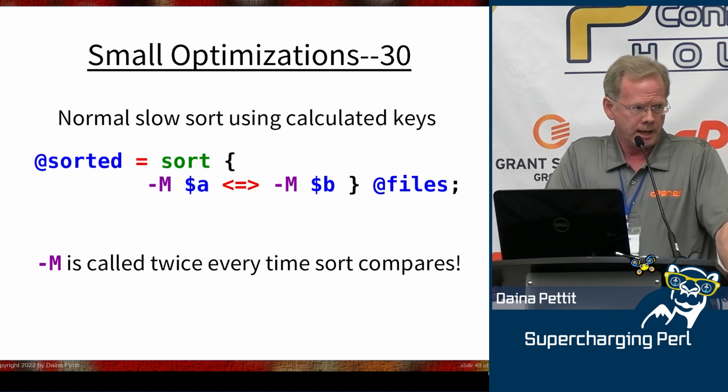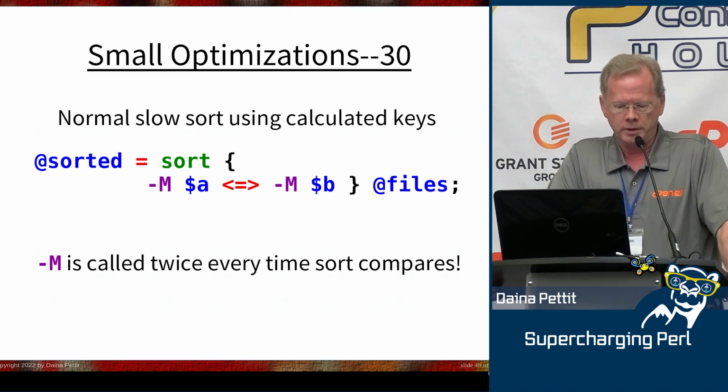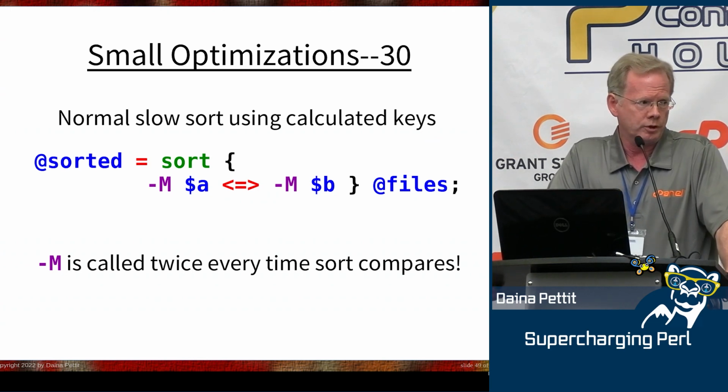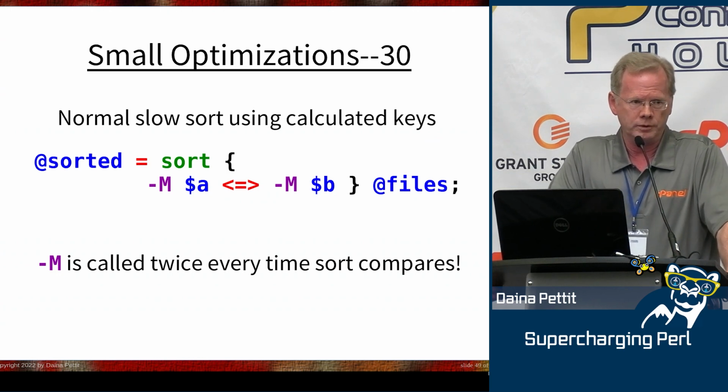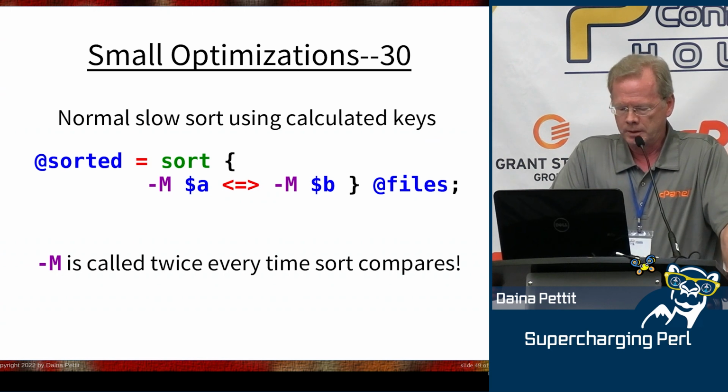Sorting is something that can be very slow. So for example, here we're sorting and the -M means we're getting the last modification time for a file. So we're comparing two files, or we're sorting files, and the comparison we want to do is on the age of the file, when it was last modified, and sort them essentially in modification order.